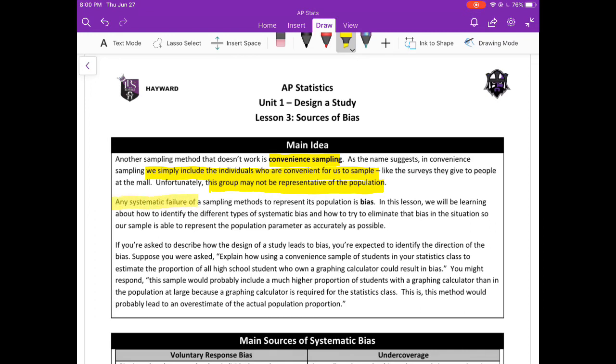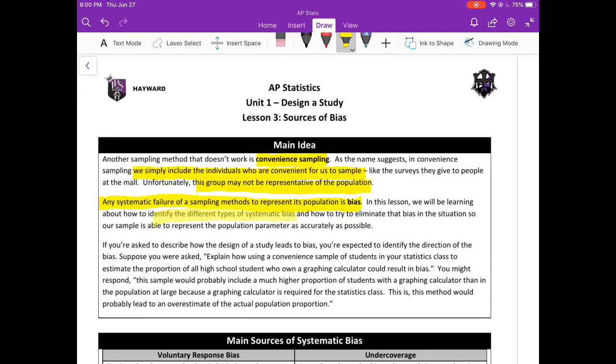Any systematic failure of a sampling method to represent its population is bias. In this lesson, we'll be learning how to identify the different types of systematic bias and how to eliminate that bias in a situation so that our sample is able to represent the population parameter as accurately as possible.